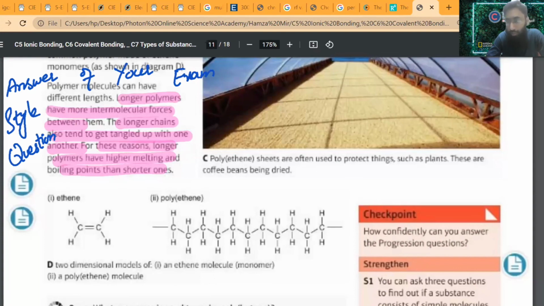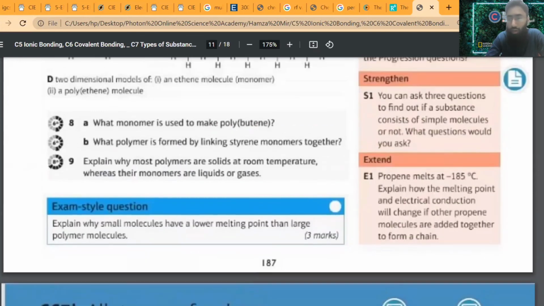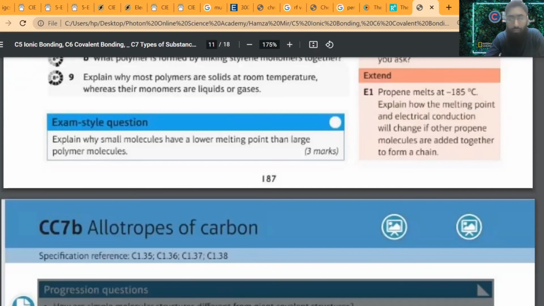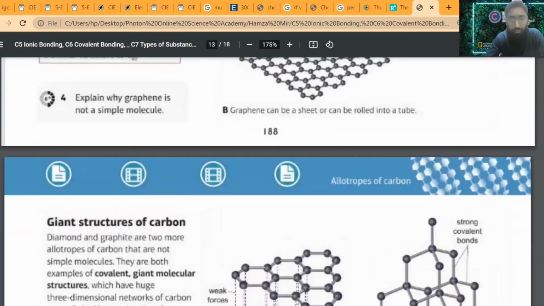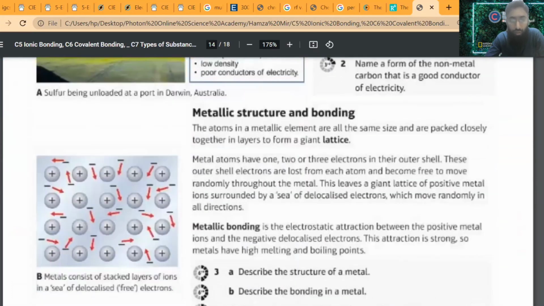So this is our one topic, and our next topic is about allotropes of carbon. We will discuss allotropes of carbon in our next class. Allotropes of carbon, properties of metal, which is another topic. If you have any questions, feel free to ask me.